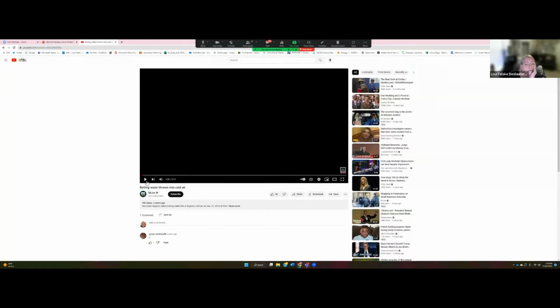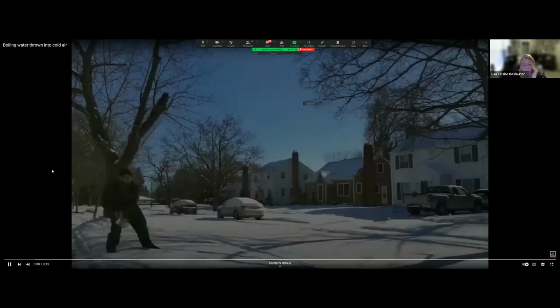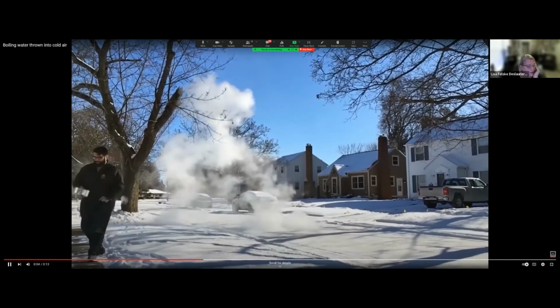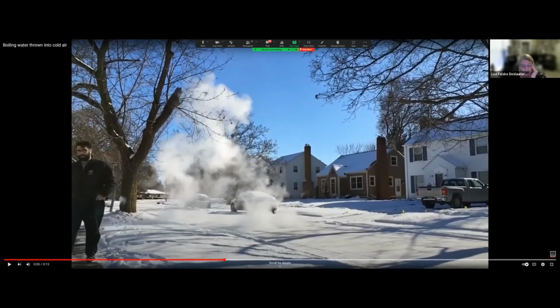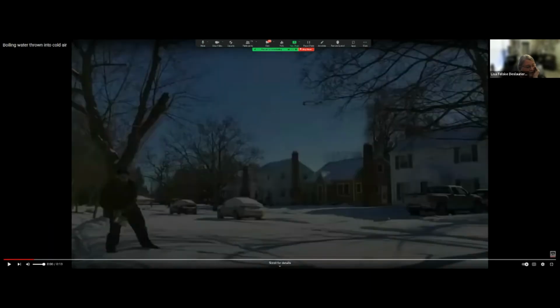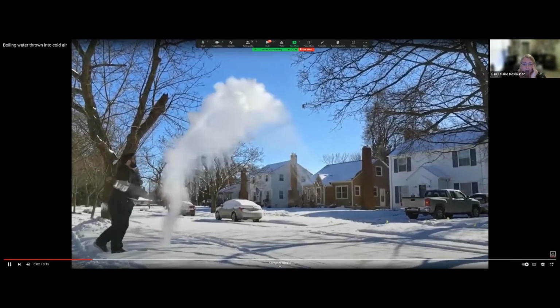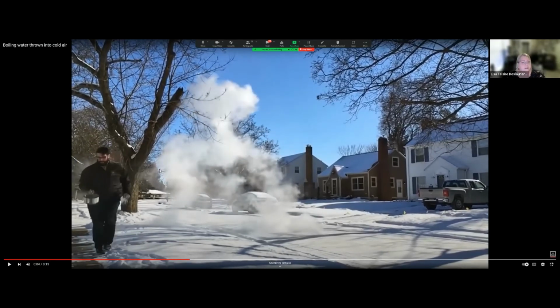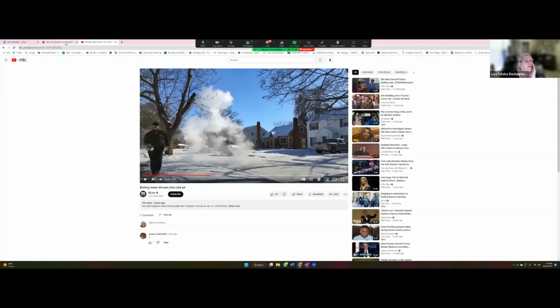This is boiling water being thrown into cold air. Pretty short. I'll actually play it again because it's really fast. Okay, so back to my PowerPoint.